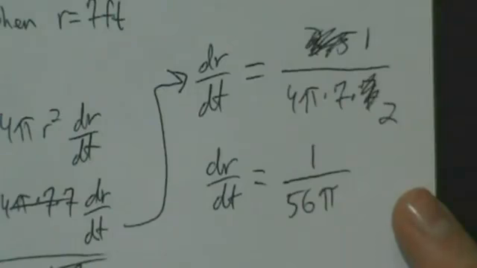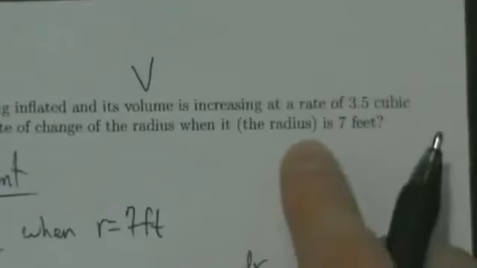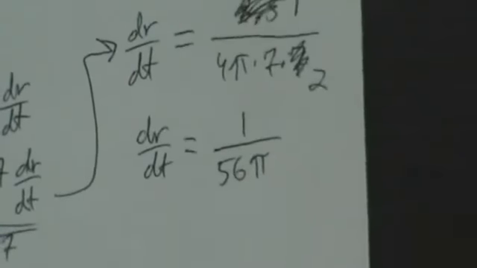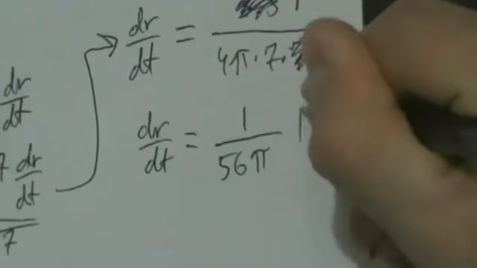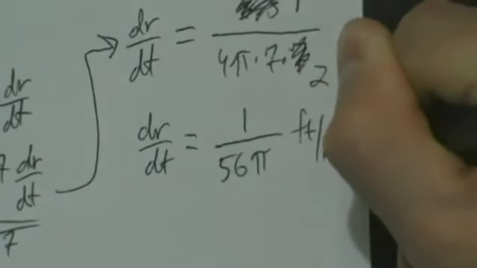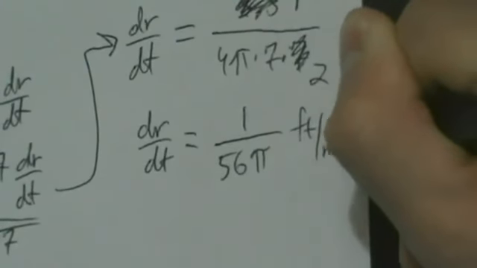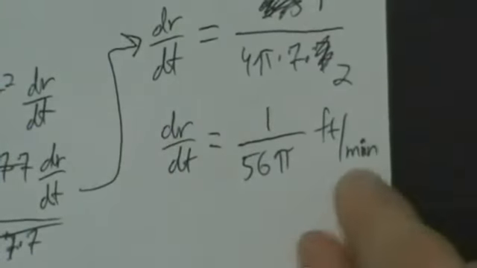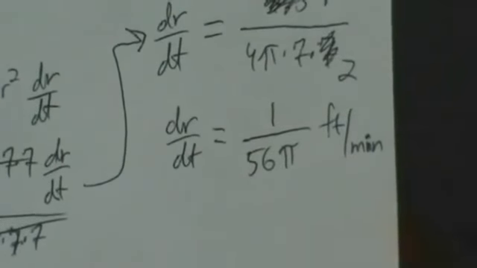And then what are the units? Well, the units on the rate of change of the volume are cubic feet per minute. So dr/dt is going to have just feet per minute. Because the volume is cubic feet and the rate of change is per minute. So the radius is just feet, and then its rate of change is also going to be per minute. All right, so that's that.